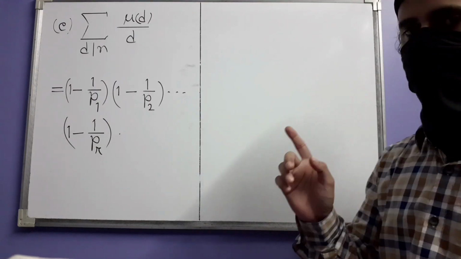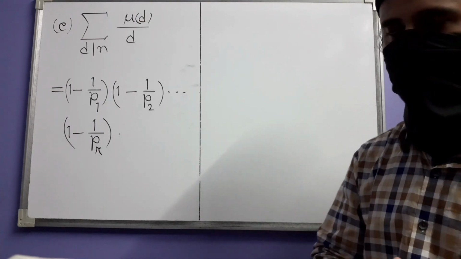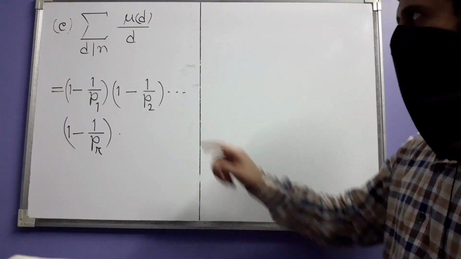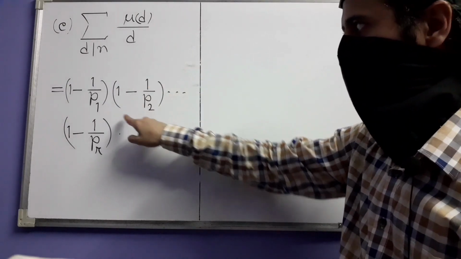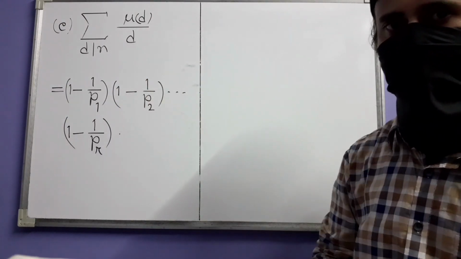So here also we are able to apply the identity from exercise 3, and that's what we are going to do. And we have to prove that this is equal to this product, where the factors look like this, 1 minus 1 divided by pi.